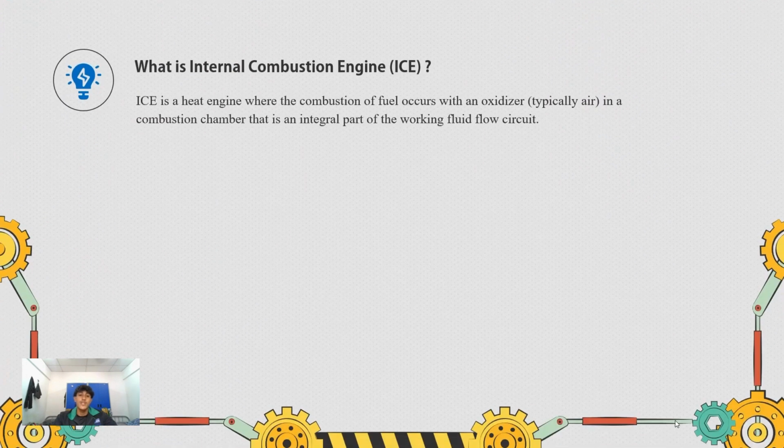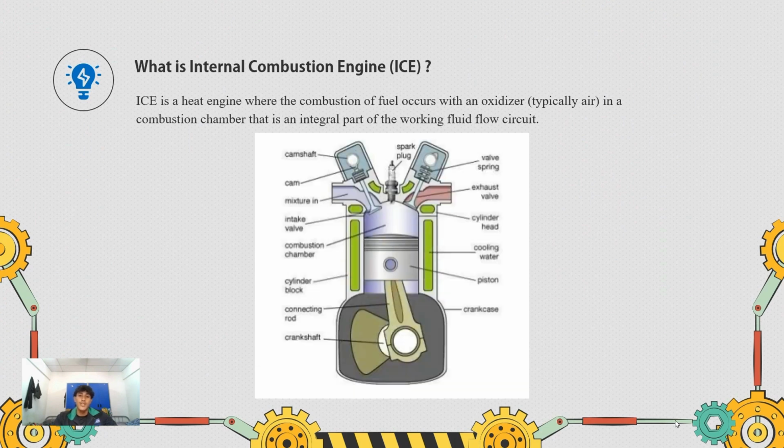So what is an internal combustion engine? An internal combustion engine is a type of heat engine that transforms chemical energy to mechanical energy. The combustion of fuel with an oxidizer occurs as part of the working flow circuit. ICE is the most common power source for transportation. This is one of the ICE engines.